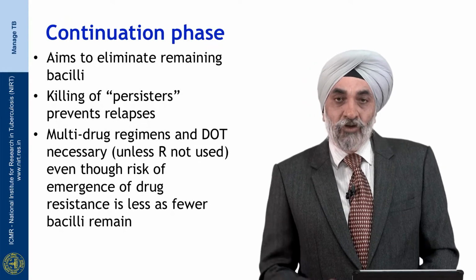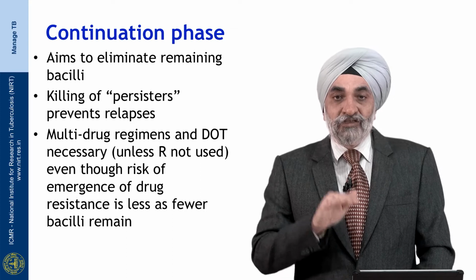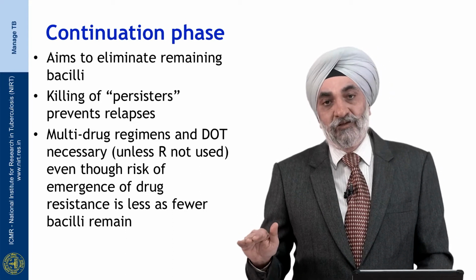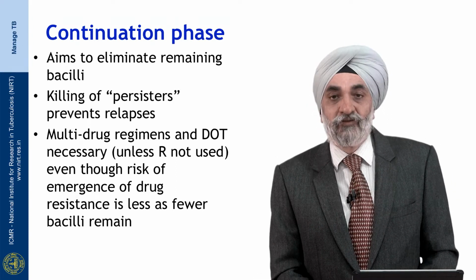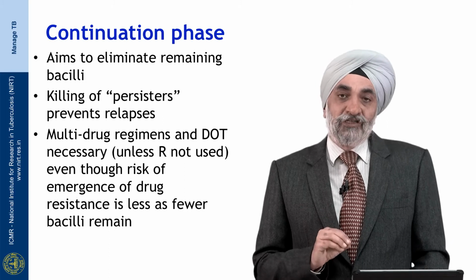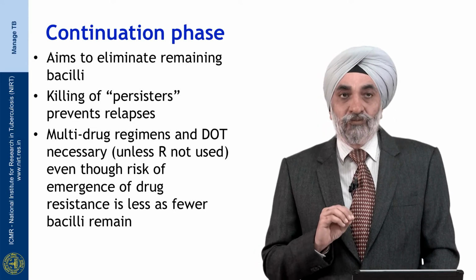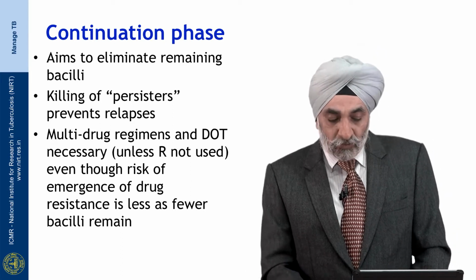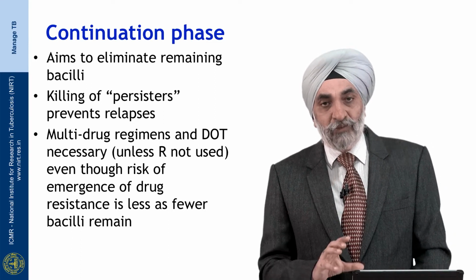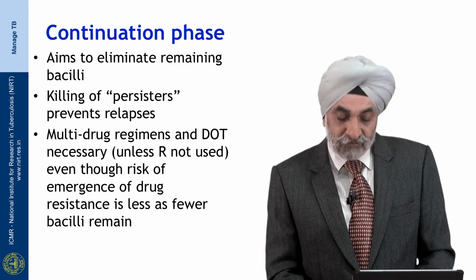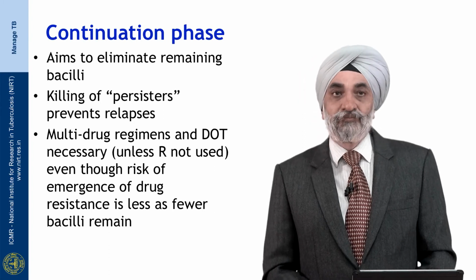In the continuation phase, your aim is to eliminate those remaining bacilli which are spurting in between but persist in the extracellular milieu. You want to kill these to decrease the subsequent risk of relapse. The multi-drug regimens which are used in DOT are enough to deal with this situation, and that is what is needed in the continuation phase. However, since the bacterial mass is less, you do not need very many drugs. So, pyrazinamide is not used in the continuation phase for these very reasons.